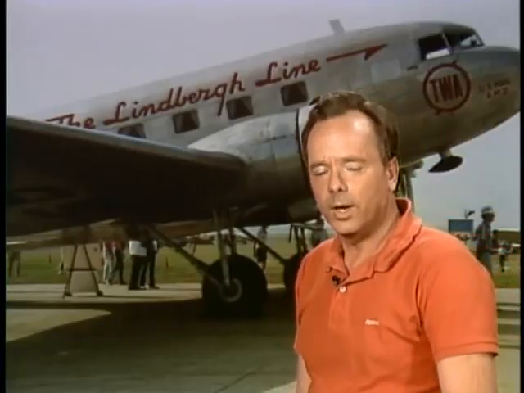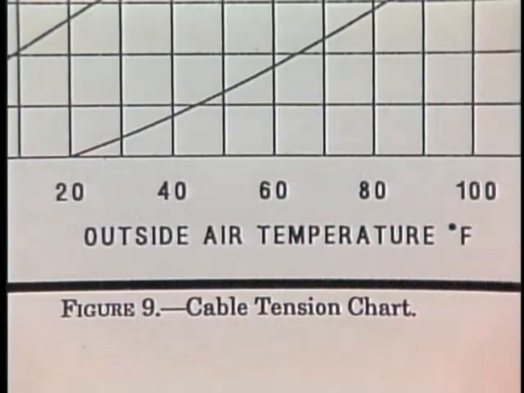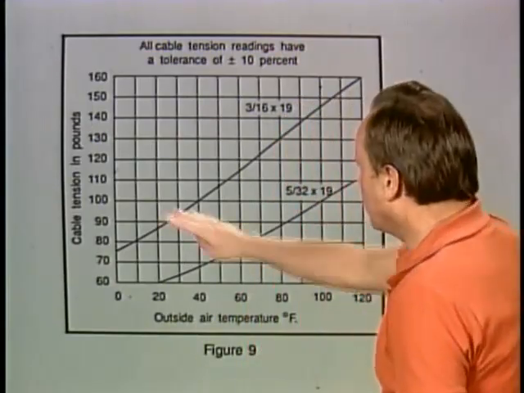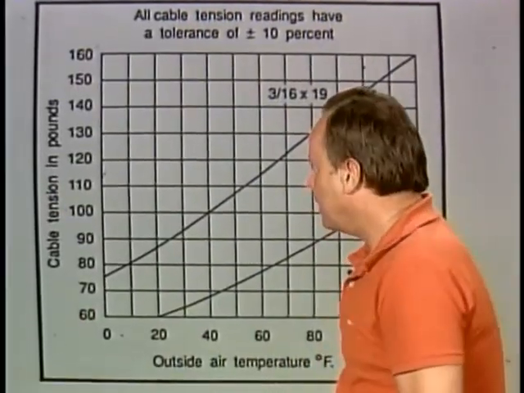Now, how do you determine the acceptable cable tension range? Well, you can use a cable rigging chart. You and I can take a look at figure 9, and we'll see a cable rigging chart. You have a 3/16 cable. Well, the top cable up here is a 3/16 cable. And the question says you have an outside air temperature of 80 degrees. What is the acceptable range of cable tension?